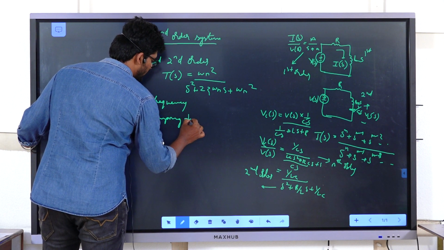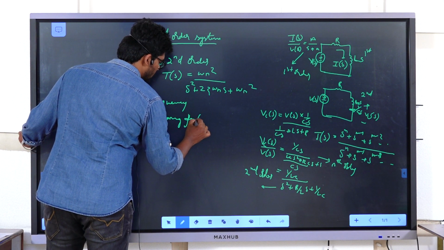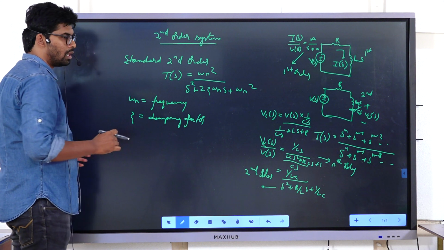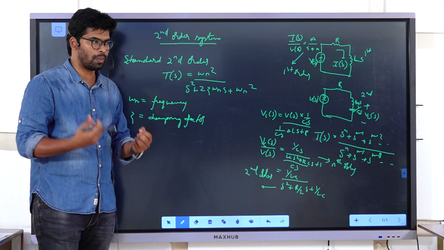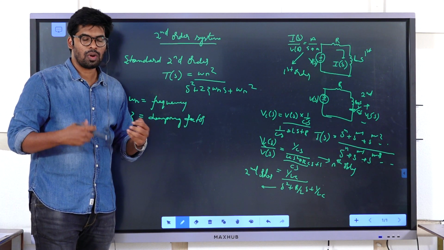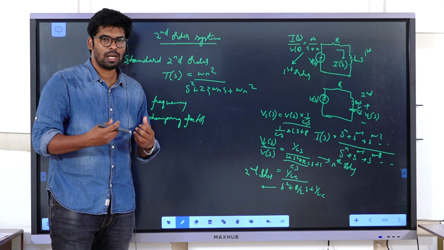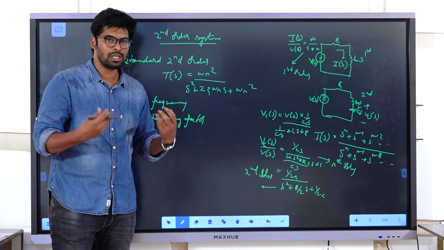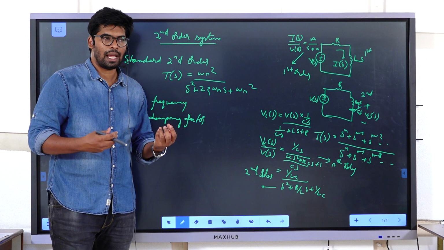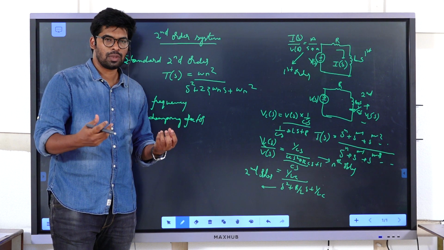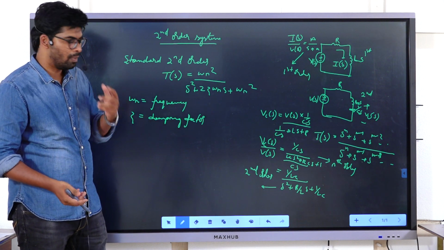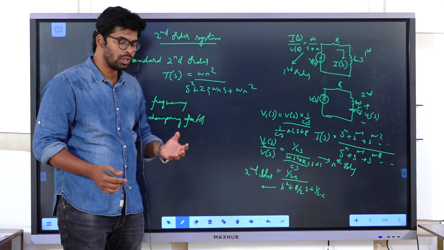So what is the damping factor in general? Damping factor is a property of a system to oppose the response. The opposed response means it is involved in the complete response. That means it acts as an opposing thing for the complete response to get into steady state. The damping factor is a ratio.